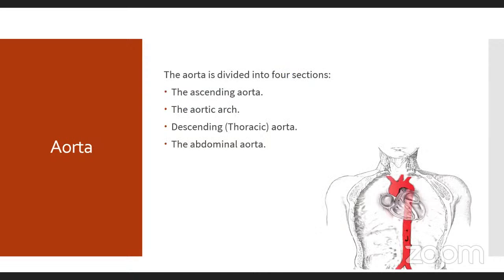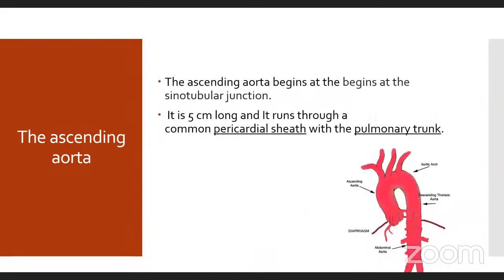The aorta is the largest artery in the body that carries oxygenated blood from the left ventricle to the rest of the body. It arises from the aortic orifice at the base of the left ventricle, which pumps blood to the aorta through the aortic valve. The aorta is divided into four sections: the ascending aorta, the aortic arch, the descending aorta, and the abdominal aorta.